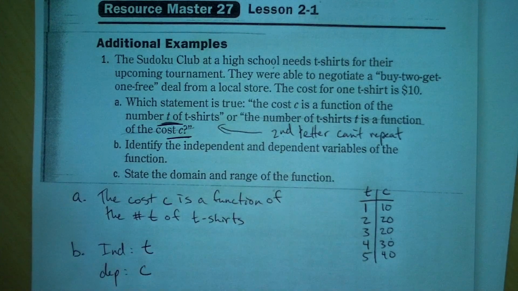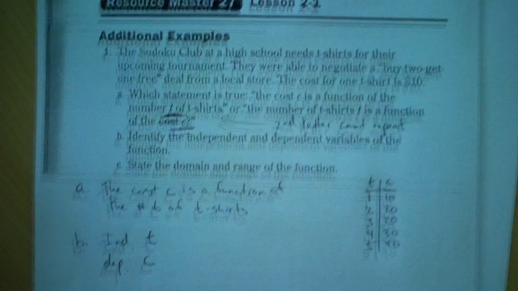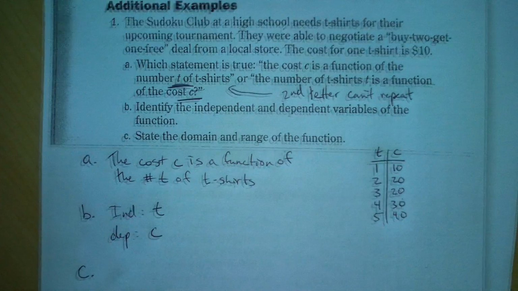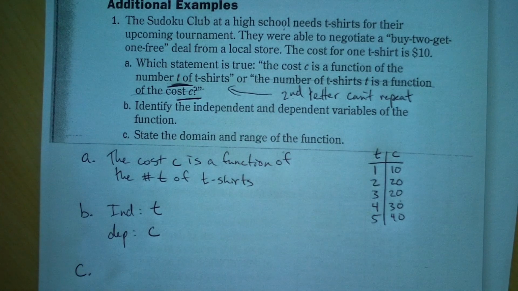What about positive versus negative? Always positive, right? Because we're never going to have any negatives, right? So what I would write here is non-negative integers.